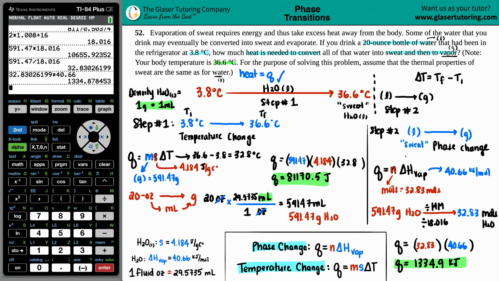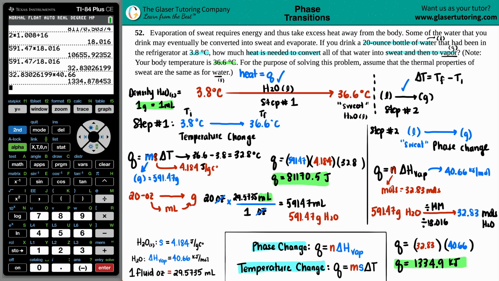But we completed the second step. No more steps to do. But now they asked how much heat is needed to do the whole thing. I needed to convert it into sweat, and then I needed it to vaporize. So what are we going to do with these two Q values? Yeah, we're going to add them together. But there's a catch. One is in joules, and the other is in kilojoules. You have to first convert one to the other.